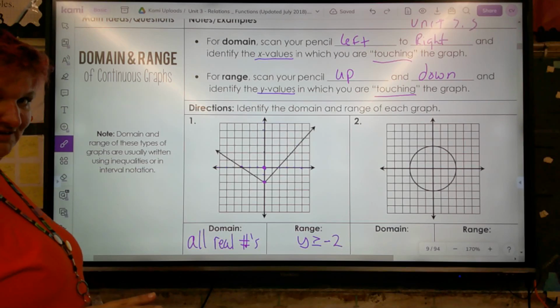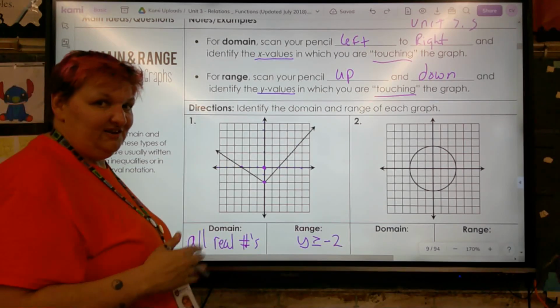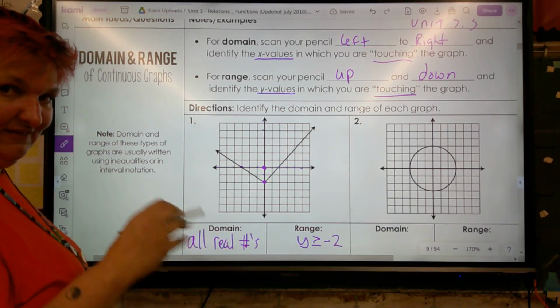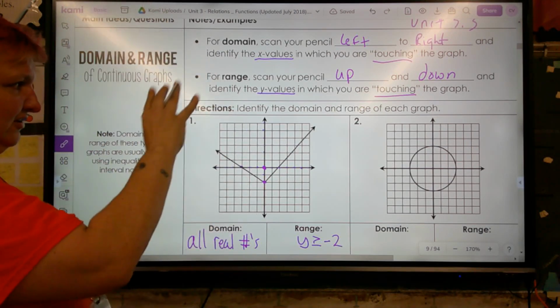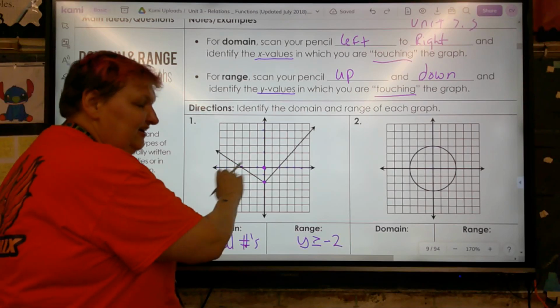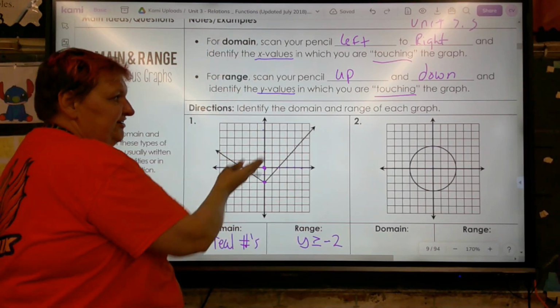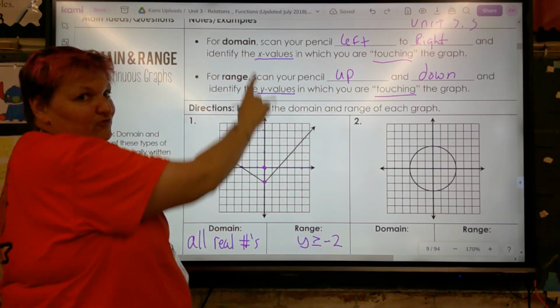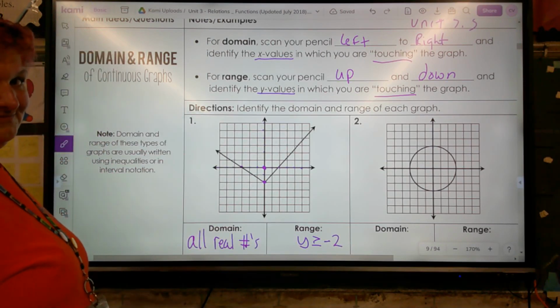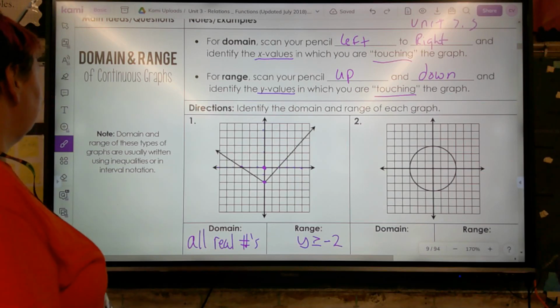Told you it's different. Rewind, watch it again. Think about it. Visualize the bigger graph. It's not just this little thing. It goes on forever. That direction and that direction, which means it goes up forever in that direction. All right, what about number 2?